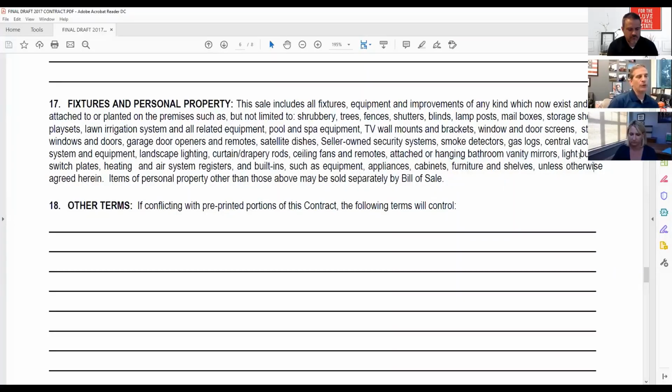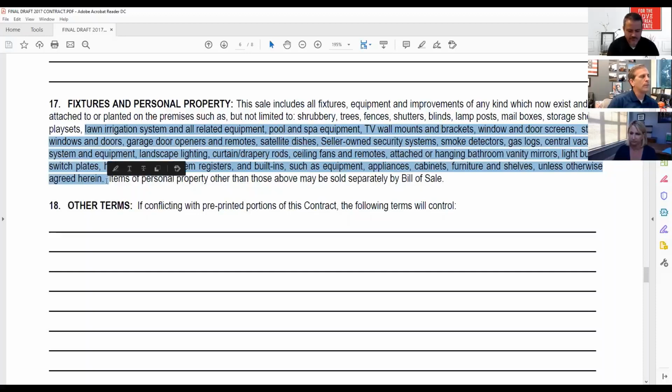We've actually had to go as far as to add light bulbs. We had people removing all the light bulbs. We've had people that take the toilet paper holders. I mean, it's absolutely asinine, the stuff that people do. But this is a good laundry list of things that are fixtures.